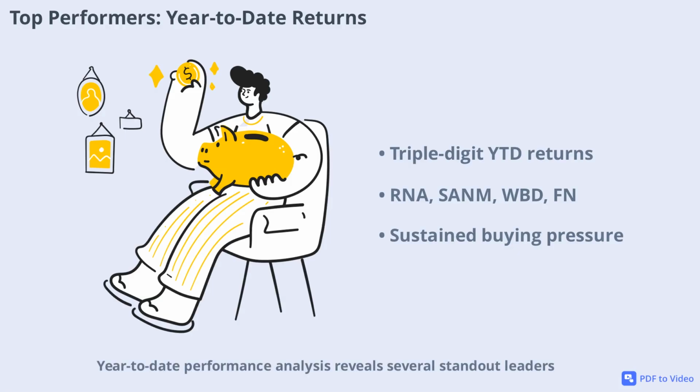Avidity Biosciences, RNA, tops the list with a 135.83% YTD return, followed by Sanmina, SANM, at 115.49%, and Warner Bros. Discovery, WBD, at 112.01%. Fabrinet, FN, also posts an impressive 109.59% YTD gain. These triple-digit returns highlight the powerful upward trajectory of select stocks, driven by sustained buying pressure and strong technical signals.